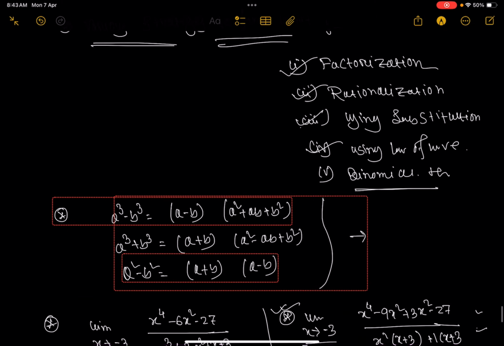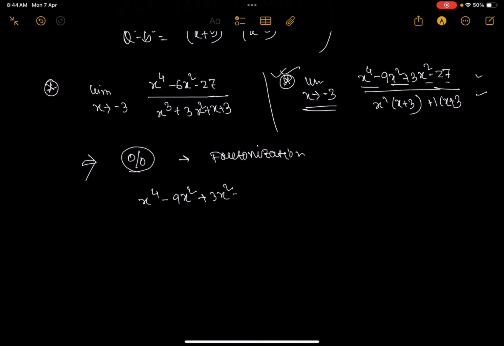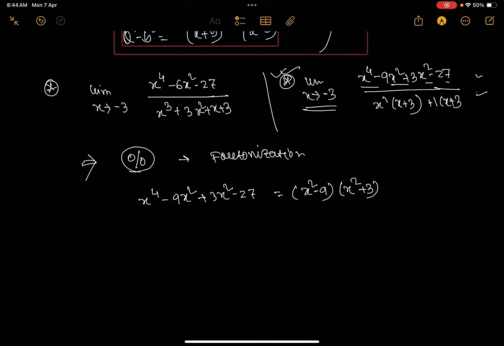Then we take the factorization type. However, we try to reduce this factor term: x to the power 4 minus 9x square plus 3x square minus 27. This factors into (x square minus 9) into (x square plus 3).